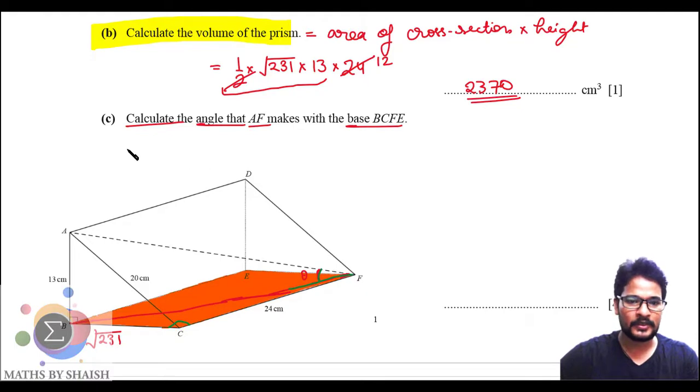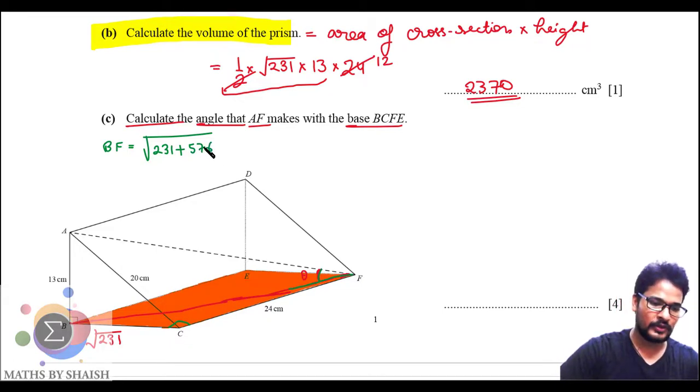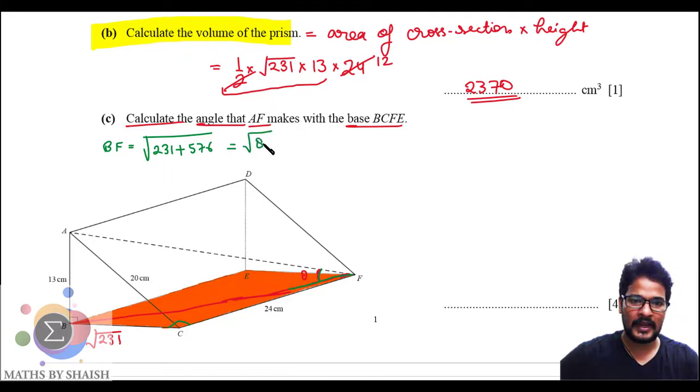So by Pythagoras theorem we can find BF. BF is square root of, since it is a hypotenuse, so square root of root 231 squared, that is of course 231 itself, plus square of 24. So square of 24 is 576. Let's check it. 24 square is 576, and hence we got it as root of 807. So we got this length as root 807.